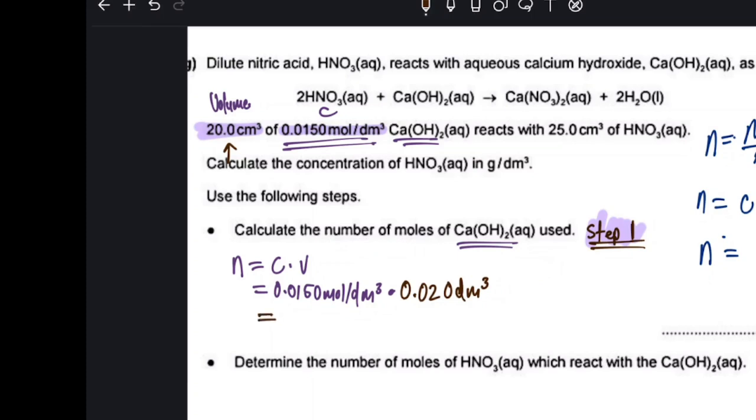0.015 times 0.02. 0.0030, I think, moles. Something like that, right?